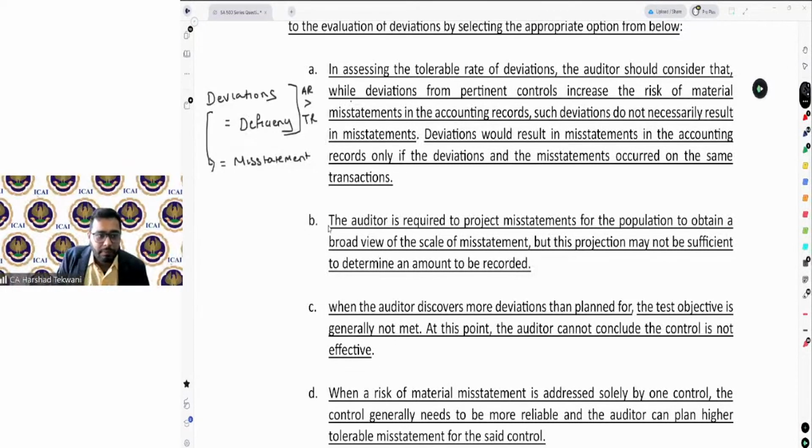They are not equal. Deviation and misstatement are not equal. If in a particular transaction I identify a misstatement along with the deviation, then only I could say there is a misstatement. Otherwise, a deviation can increase the risk of material misstatement, but not the misstatement itself.